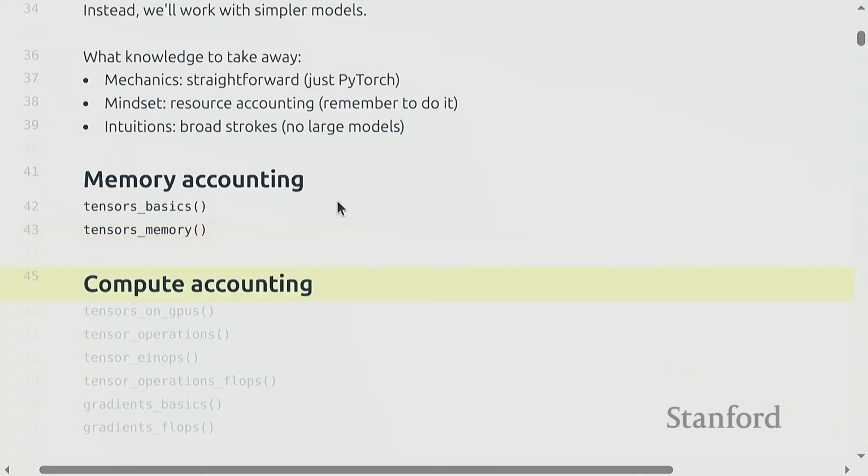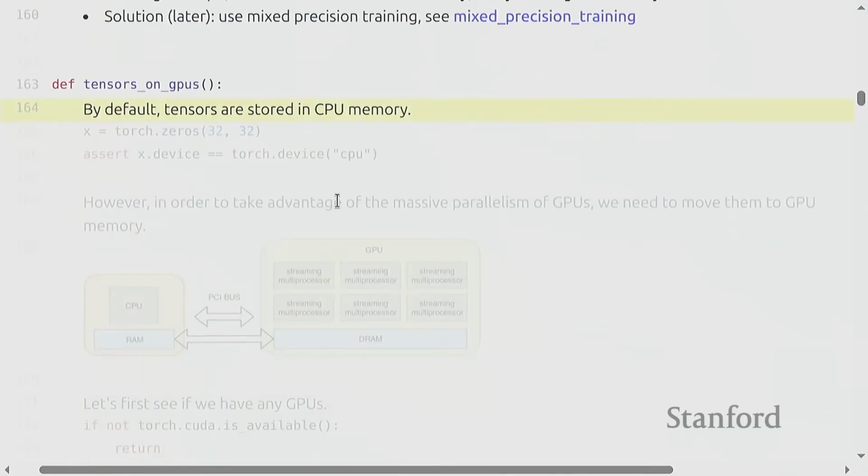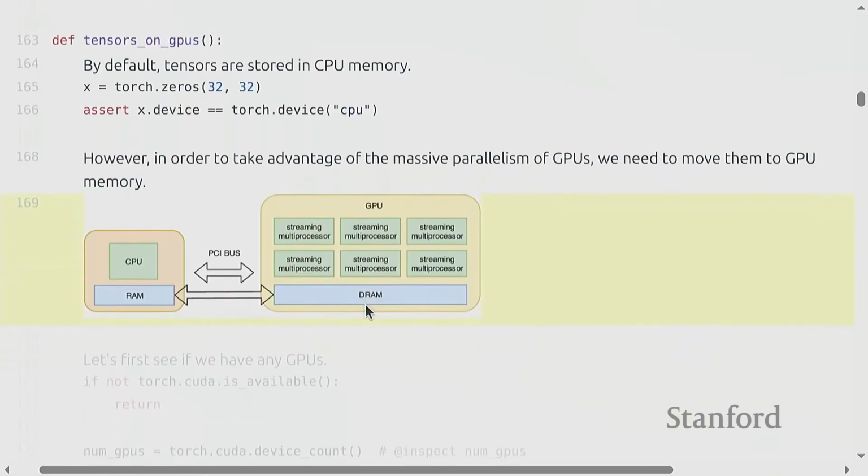Okay, so now let's talk about compute. That was memory. Compute obviously depends on what the hardware is. By default, tensors are stored in CPU. So for example, if you just say in PyTorch x equals torch.zeros(32, 32), it'll be in the CPU memory. Of course, that's no good because if you're not using your GPU, you're going to be orders of magnitude too slow. So you need to explicitly say in PyTorch that you need to move it to the GPU.